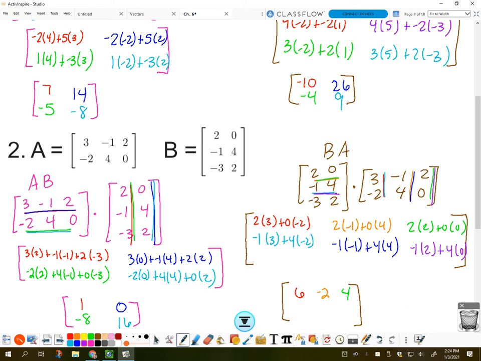Alright, so going back to that row, let's see what we're going to get. We're going to get negative 3 minus 8, so negative 11. Then we have 1 plus 16, so 17. And then we have -2 plus 0, so -2. All right, so our last row.